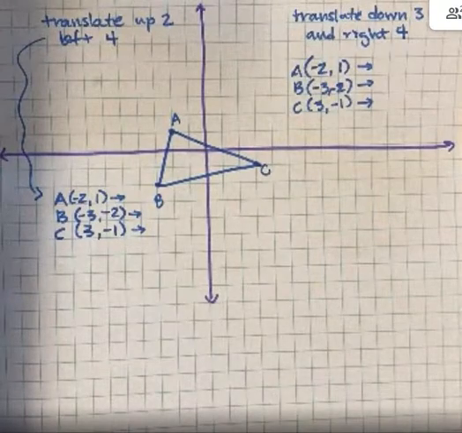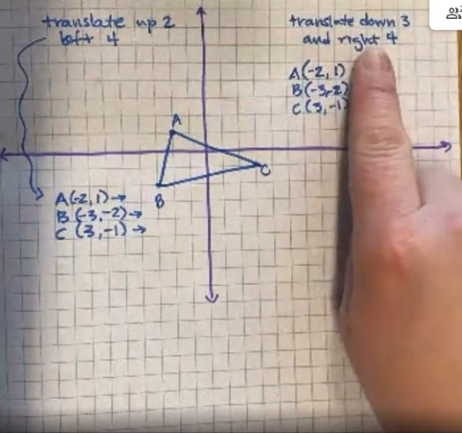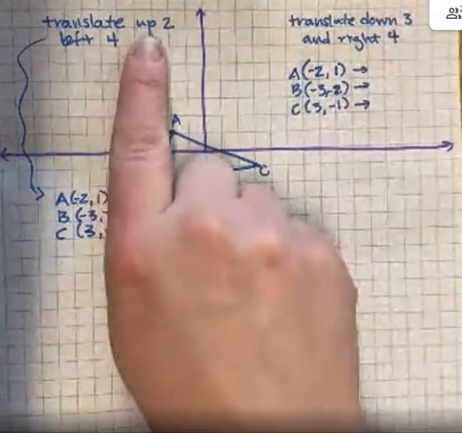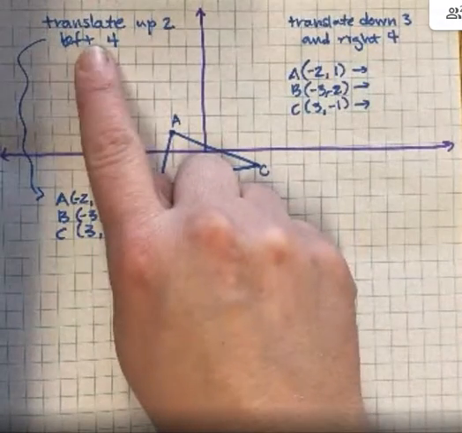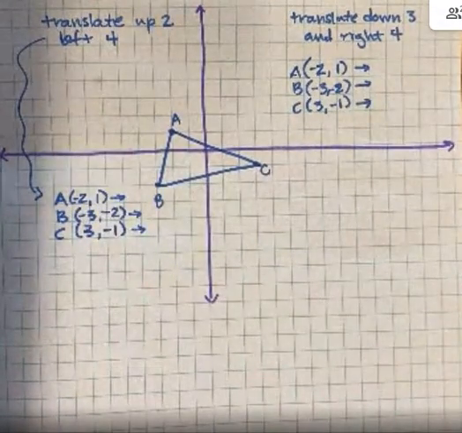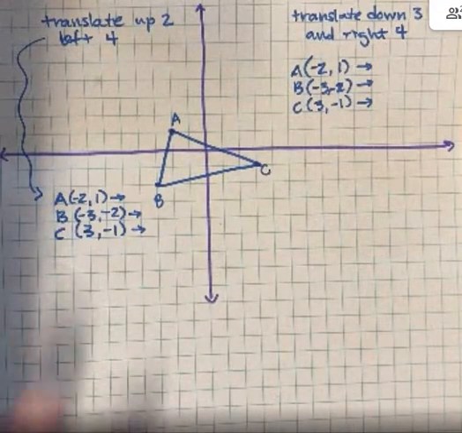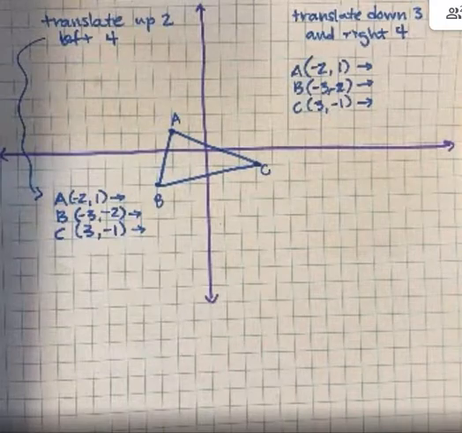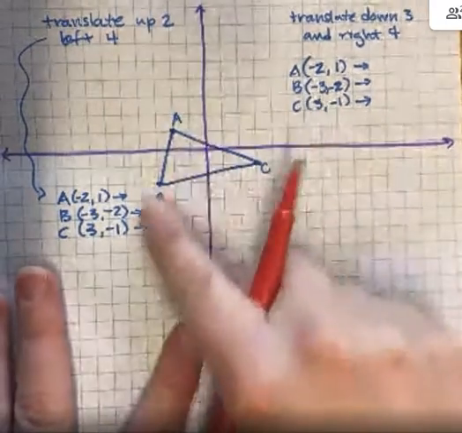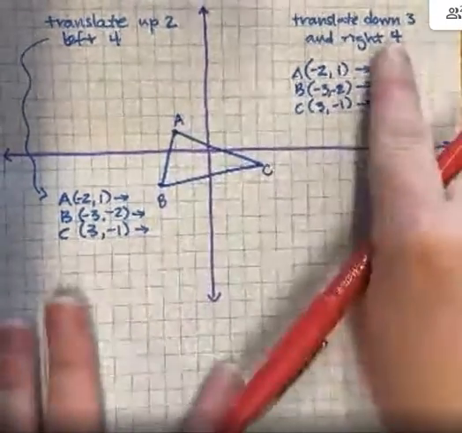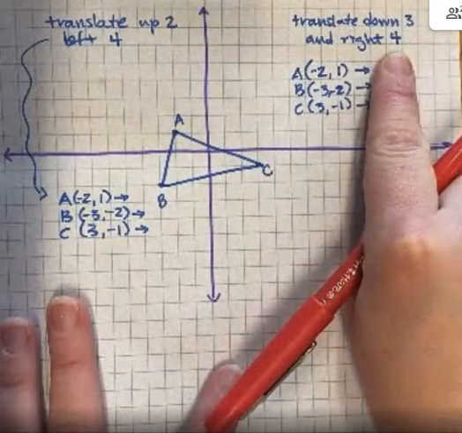It's a nice little triangle. We are going to look at translating it down 3 units and to the right 4 units, and then we're also going to look at translating it up 2 units and to the left 4 units. I see it already. So we have ABC. Let's first start by translating it down 3 units and to the right 4 units.